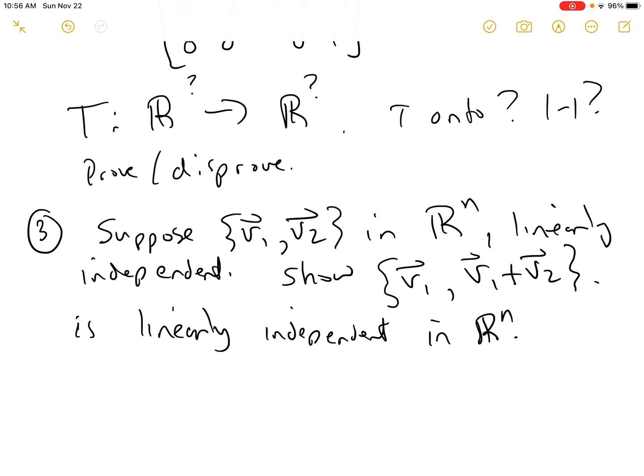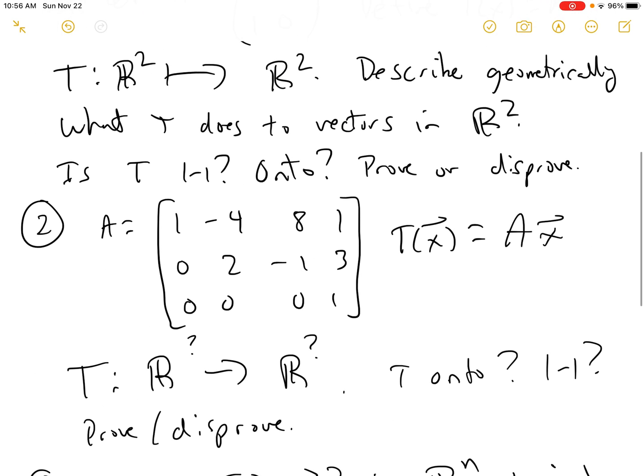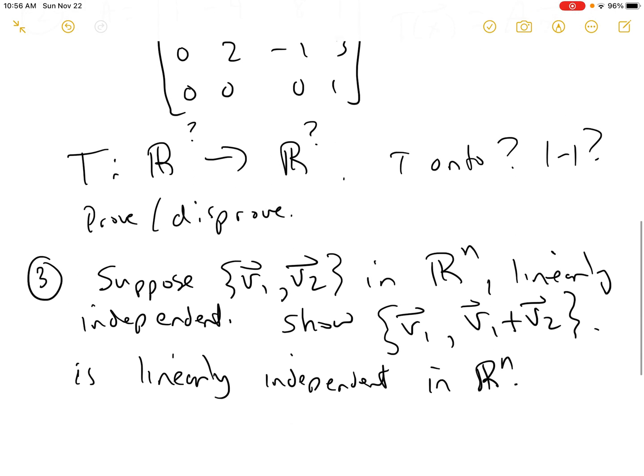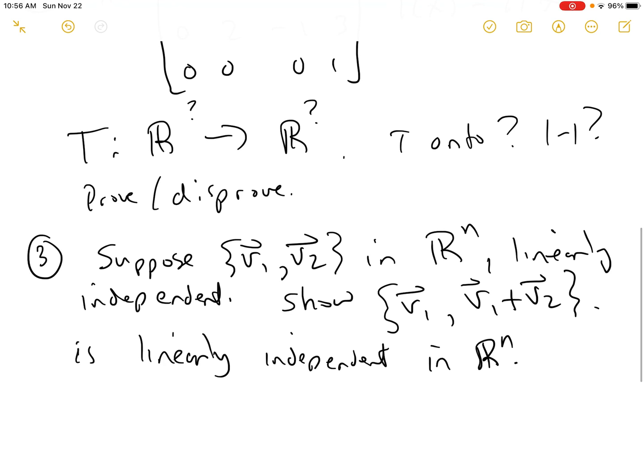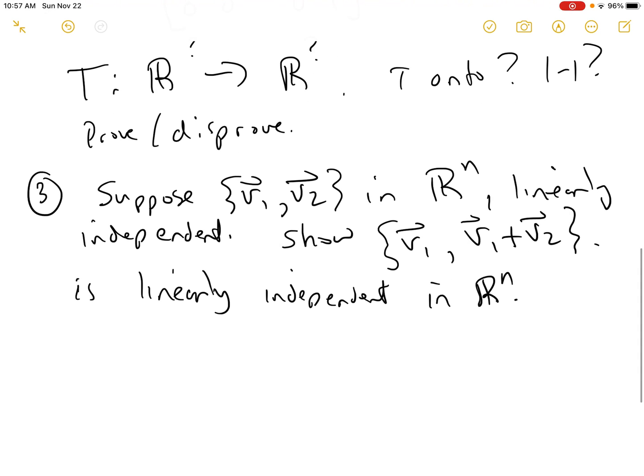Definitely, these last two problems, or all of these actually, are the kinds of things I ask on oral exams because they're quick if you know what you're doing, and you understand what linear independence is and how these linear transformations work.